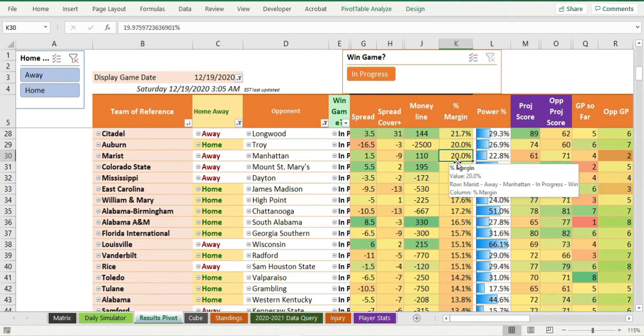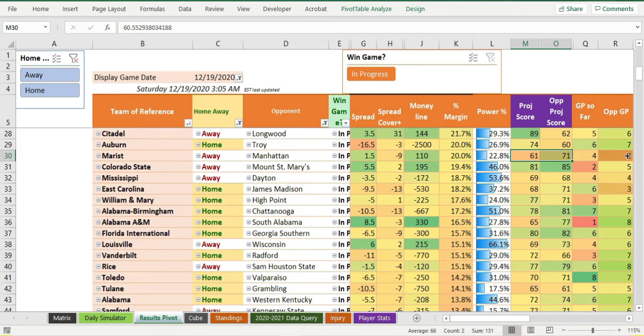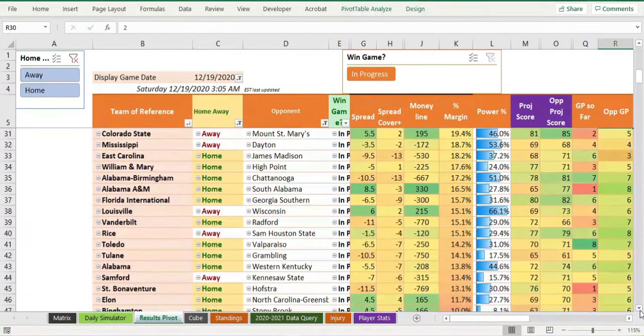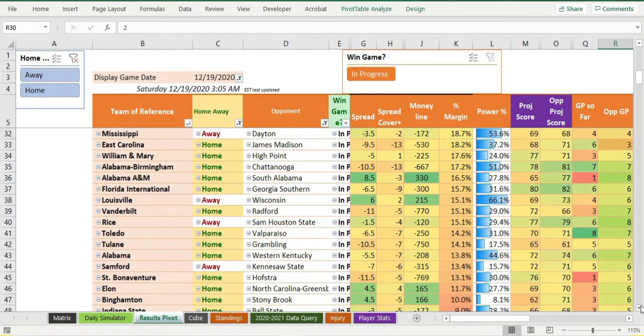Marist at Manhattan. Not favored by point projections, but who knows? Only 2 games, so stay away from that. Colorado State and Mount St. Mary's, only 2 games there. Can't do that one. Mississippi at Dayton. I mean, they're on the road. It's not great. It's kind of close now.